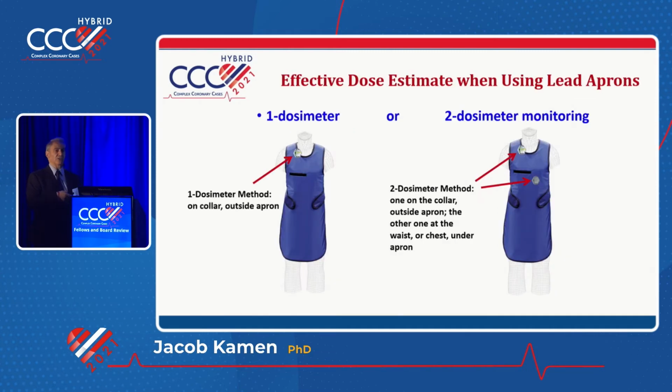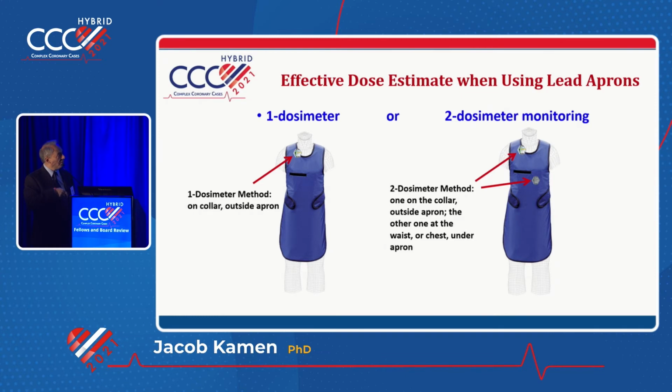In order for us to calculate how much radiation you receive, institutions have different ways of doing it. One institution puts one badge on the collar around your neck. Then they know how much your eye is exposed to. Based on the Webster formula, they calculate how much you receive under the apron. It's very easy. That's one method.